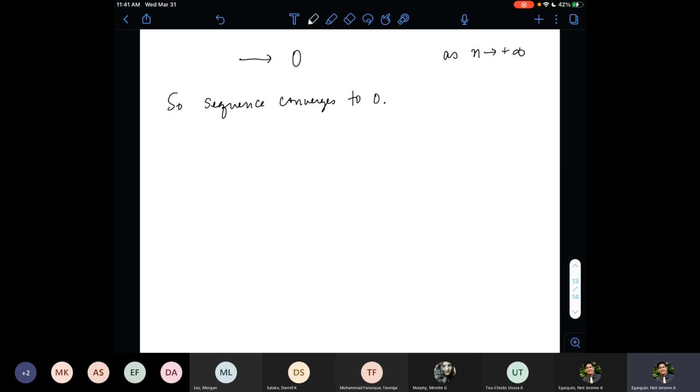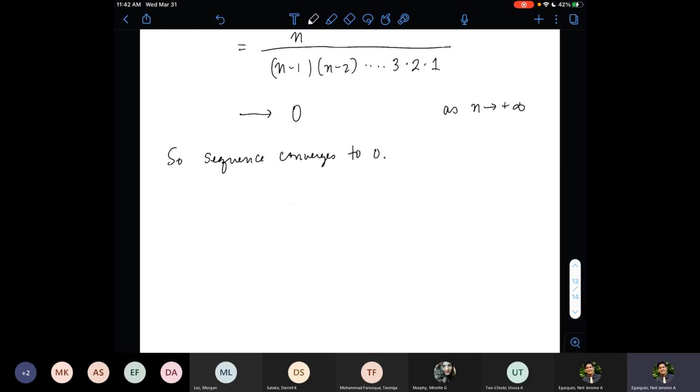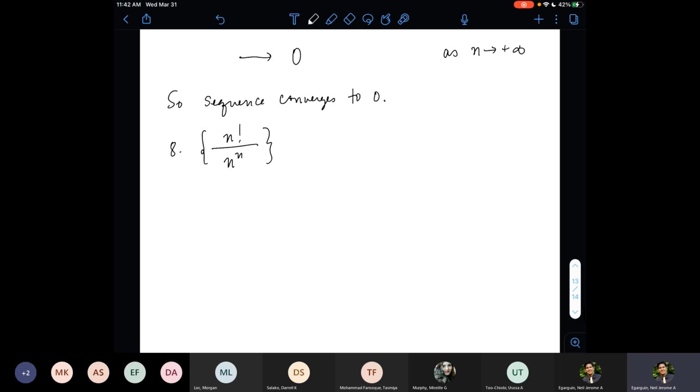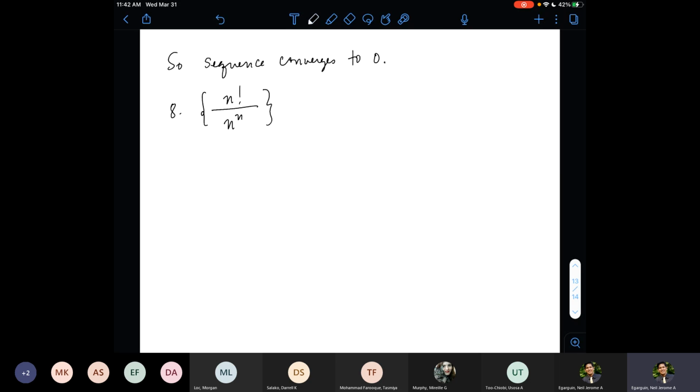Now, Muriel, sorry, I forgot how to pronounce her name again, but she's asking about this. Let me call it problem 8. Sequence n factorial over n to the n, all right? Okay, let me see if there's a way to analyze it computationally, before I give you a shortcut. So n factorial over n to the n. Let's call it a_n, all right?